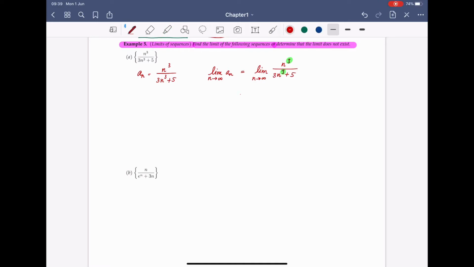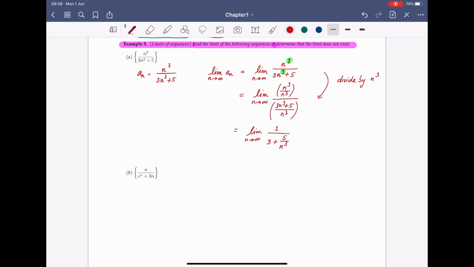So here I'm going to divide everything by n cubed. I have n cubed over n cubed on the top, and 3n cubed plus 5 over n cubed on the bottom. From here to here I just divided everything by n cubed. This is a technique that you should use all the time when you see a ratio of polynomials. Then you have the limit as n goes to infinity. On the top it cancels out to 1. In the denominator it cancels out to 3 plus 5 over n cubed, because you just simplify it.